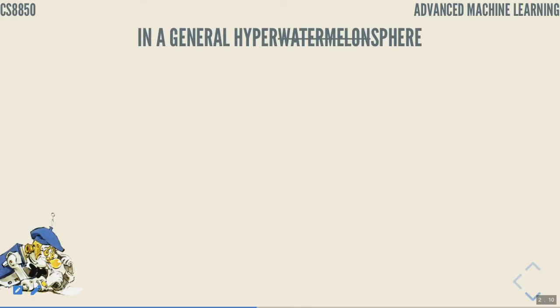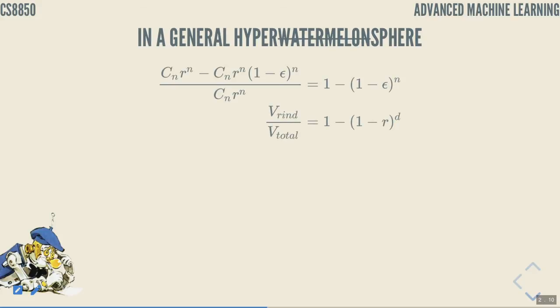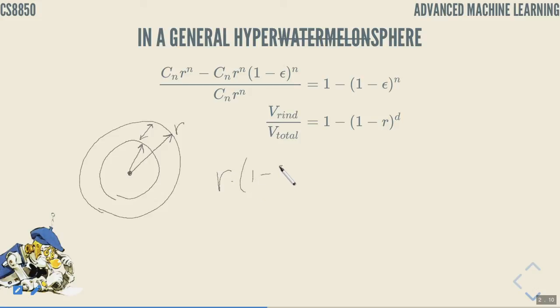So in a general hypersphere or hyperwatermelon, the ratio between the rind and the total volume is the following. So let's look at this. We have the internal radius and external radius. And let's normalize our external radius, or let's compute this part. This part is nothing but r times 1 minus epsilon.